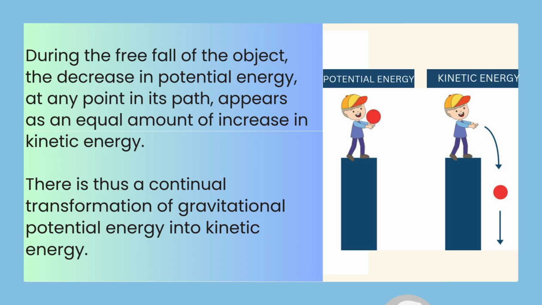From this picture, we can say that during the free fall of the object, the decrease in the potential energy at any point in the path appears as the equal amount of increase in kinetic energy. Thus, there is a continual transformation of gravitational potential energy into kinetic energy. Here, we are neglecting the air resistance on the motion of the object.